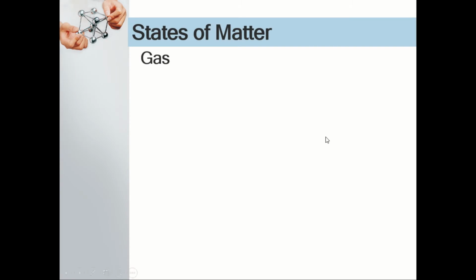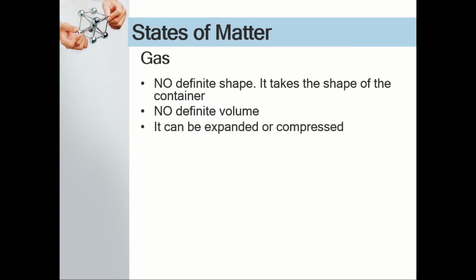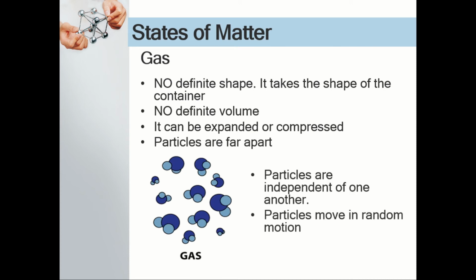So last but not the least is the gas. Gas has no definite shape. It takes the shape of the container. It has no definite volume. It can be expanded or compressed. Particles are far apart. Actually, they're very far apart from each other, and the particles are independent of one another. So particles move in random motion.